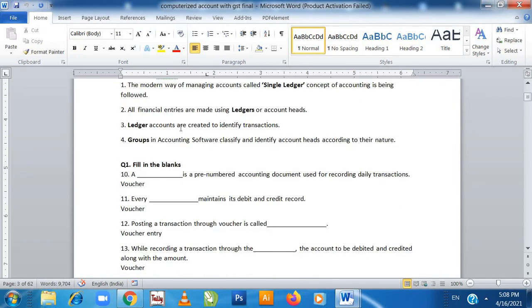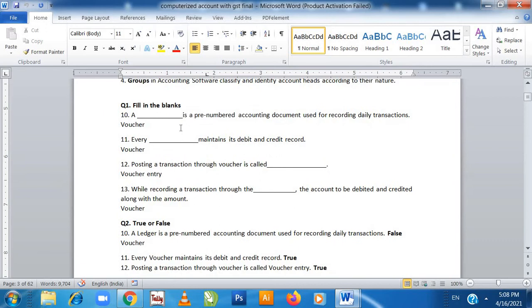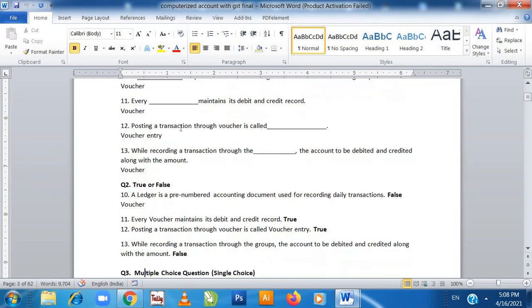Here is the fill in the blanks. A dash is a pre-numbered accounting document used for recording daily transactions. Answer is voucher. Every dash maintains its debit and credit record. Answer is voucher. Posting a transaction through voucher is called dash. Answer is voucher entry. While recording a transaction through the dash voucher, the account to be debited and credited along with the amount. Now based on the fill in the blanks, there is the true or false.